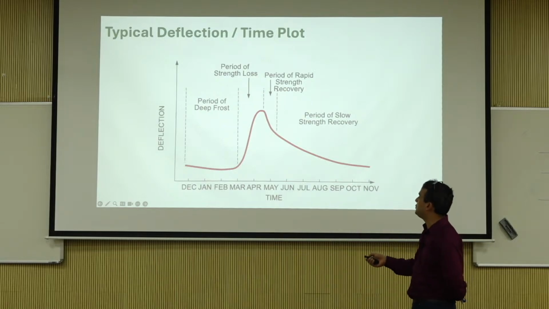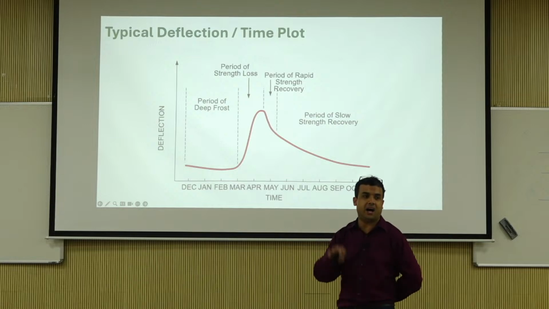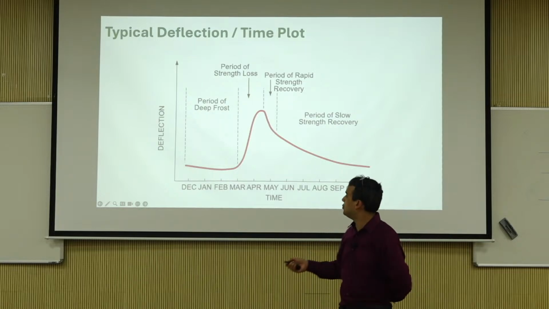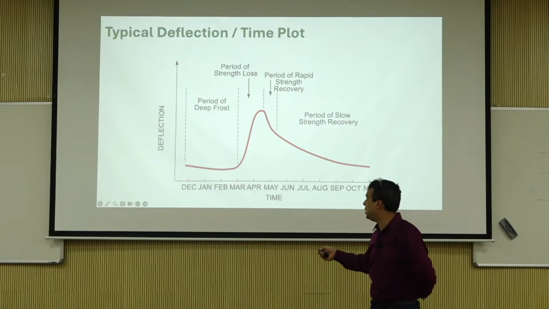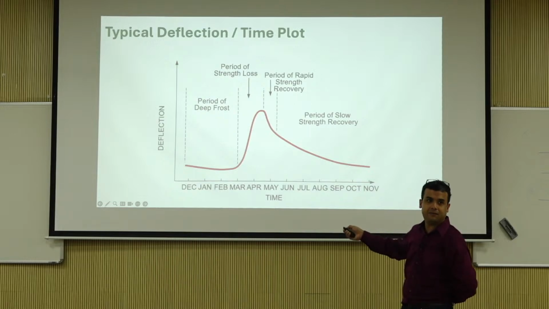I have told you this a little bit. December, January, February, March, you will have really, really small deflections because this is for a typical North American soil where you have very harsh winter, right? The water is frozen, the subgrade is very strong, but in April it starts thawing.